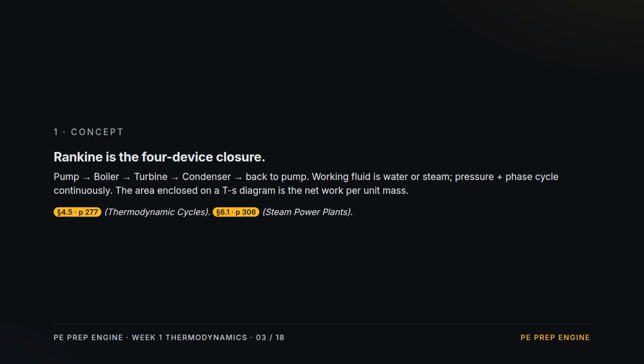A Rankine cycle is 4 devices in closure. Water circulates forever, changing phase as it goes. The pump pushes low-pressure liquid up to high pressure. The work is small, since water is nearly incompressible, but not zero. The boiler adds heat, vaporizing it to high-pressure, high-temperature steam. The turbine expands that steam back to low pressure, where almost all the useful work comes out. The condenser rejects the leftover heat, returning saturated liquid to the pump inlet to repeat.